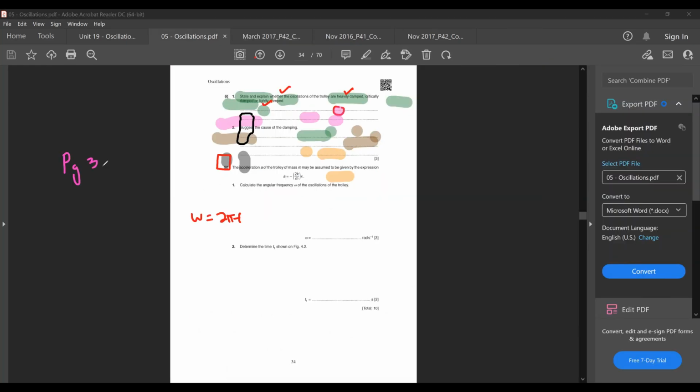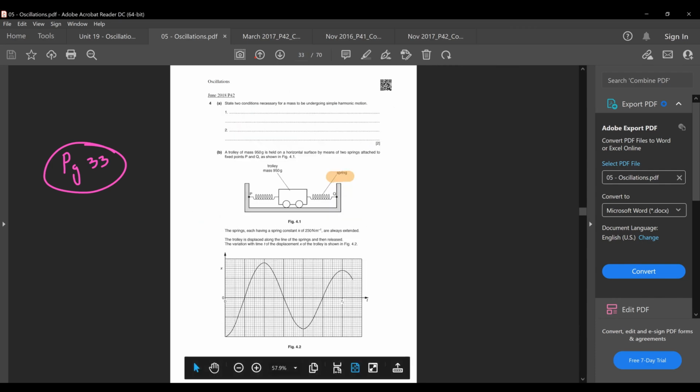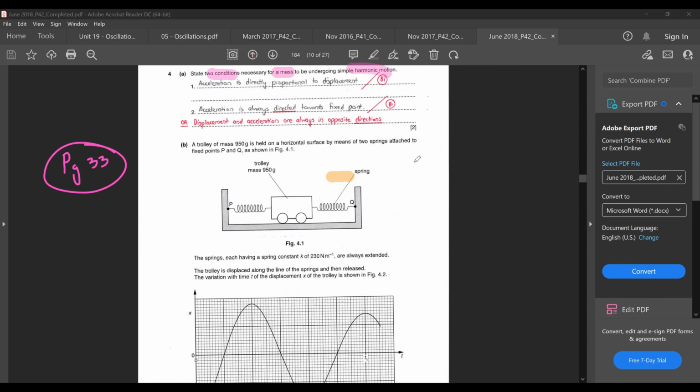Okay, now I will look at page 33. This one would be June 18 P42. Okay, state two conditions necessary for a mass to be undergoing simple harmonic motion. This one we went through it quite a fair bit of times already. For something to be classified as simple harmonic motion, your acceleration must be directly proportional to your displacement. Okay. And secondly, your acceleration must always be directed towards a fixed point. You could word it in another way where you say that displacement and acceleration are always in opposite directions. This one is the more common one. Okay, the one that's written in red.